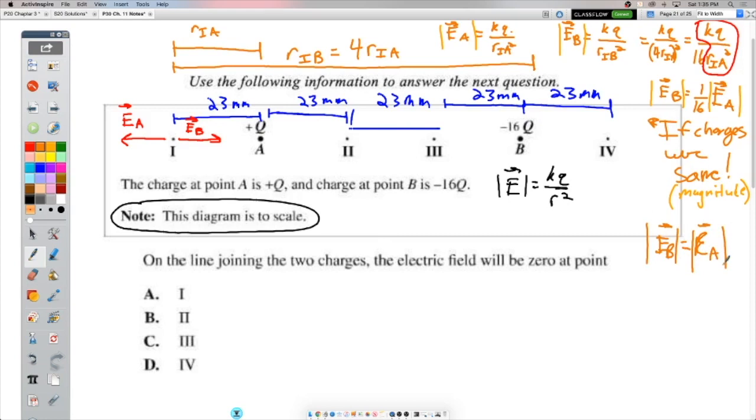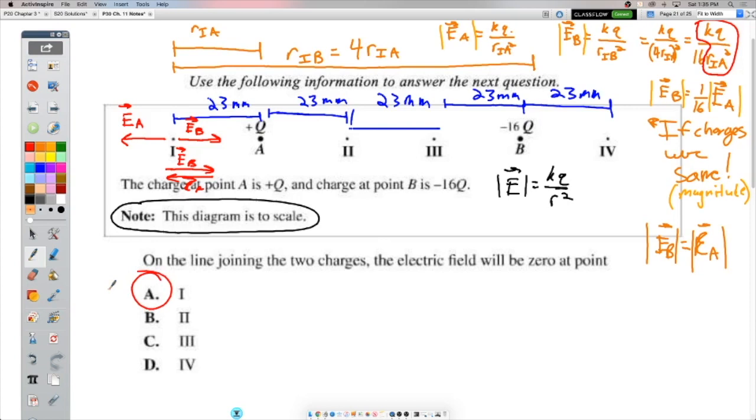Now, since they're in opposite directions, and I've actually drawn this pretty well, they're going to have about the same magnitudes. If I draw the vectors, equal magnitudes, opposite directions, overall they cancel out. And what is our net electric field at point 1? It's 0. So there we go. On our first try, we got the answer. Okay, it's A, it's at 1.